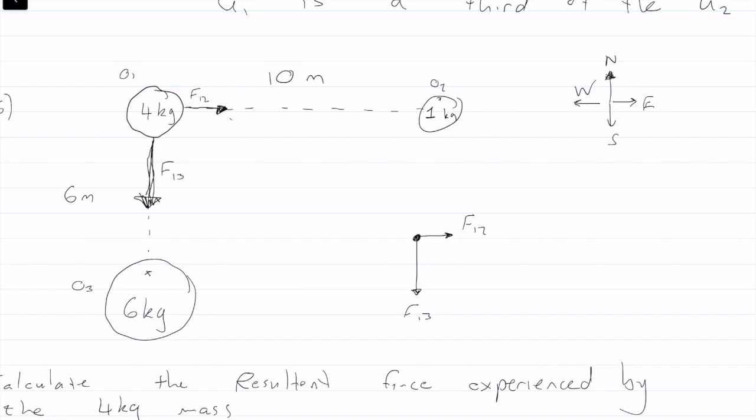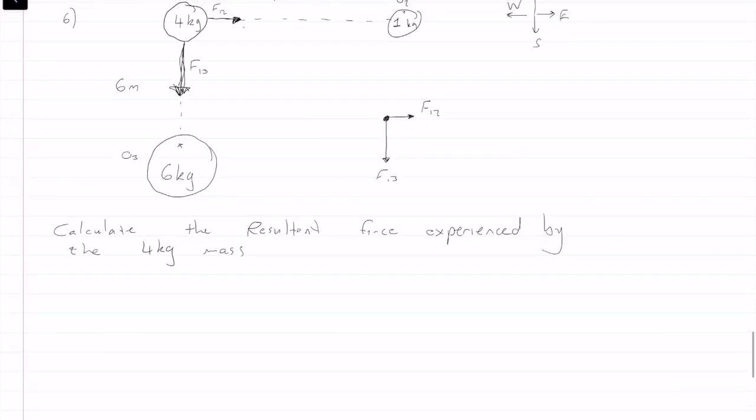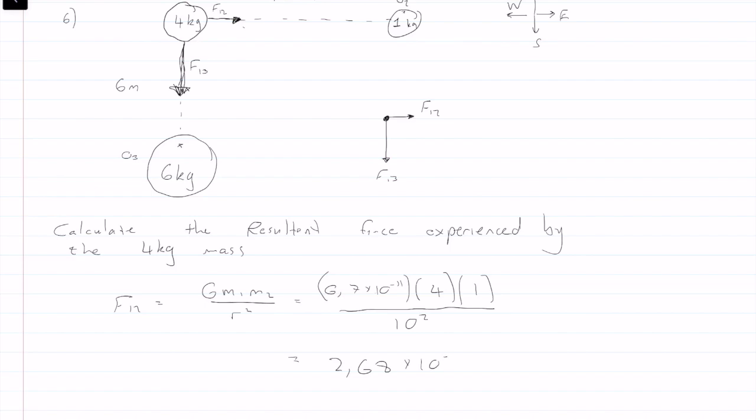Now that I have that, I'm going to calculate F12. F12 is equal to G M1 M2 over R squared. G is 6.7 times 10 to the minus 11. Mass 1 is 4, mass 2 is 1, over R squared. My distance is 10 squared. Let me plug that into my calculator. We get a value of 2.68 times 10 to the minus 12 newtons, and I'm going to say east.